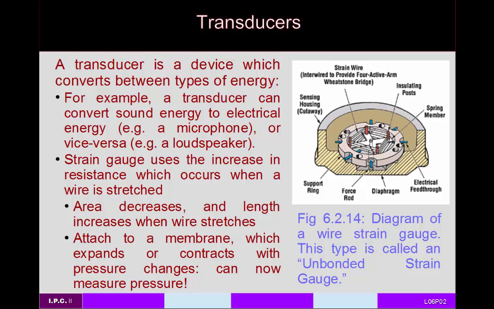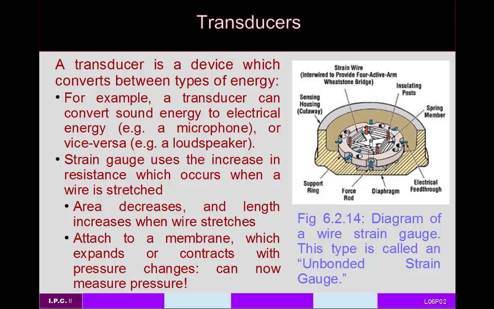Yet another interesting device which is used for DC is called a transducer. What a transducer does is it converts between types of energy. Specifically, we use these to convert between electrical energy and, for example, mechanical energy, or one type of mechanical energy being sound waves. So we can get from sound to electrical signal, or from electrical signal to sound. That would be a microphone on the one hand or a loudspeaker on the other.